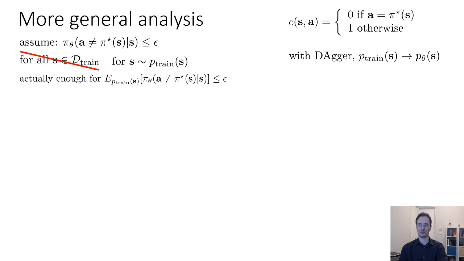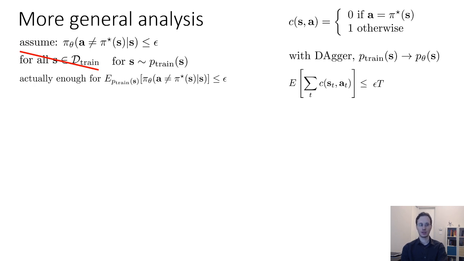So first, just to get this out of the way, with Dagger, ptrain approaches p theta, right? That's the whole point of Dagger. So if ptrain approaches p theta, then all points will be in distribution, which means that S is always sampled from ptrain, which means that error is always bounded by epsilon, which means that no matter what you do, the bound on the expected cost will be epsilon times t. It'll be linear in t. That's in some ways not actually all that interesting of a result because we're removing all distributional shift.